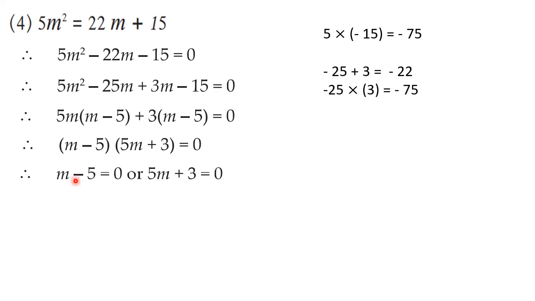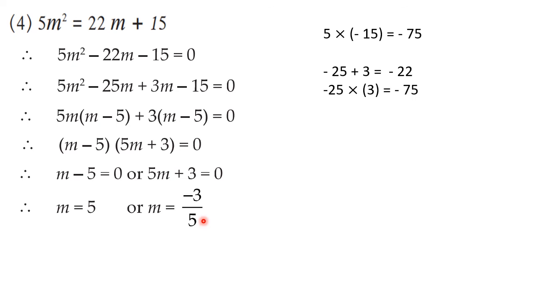Now we can shift this minus 5 towards the right hand side, and then we will get m is equal to plus 5. And here this plus 3 we can shift to the right hand side, and there we will get minus 3. And then m is equal to minus 3 upon 5. Okay. So in this way we got two roots.